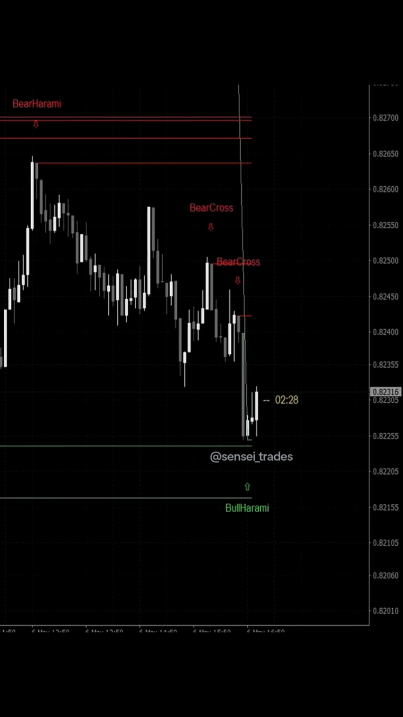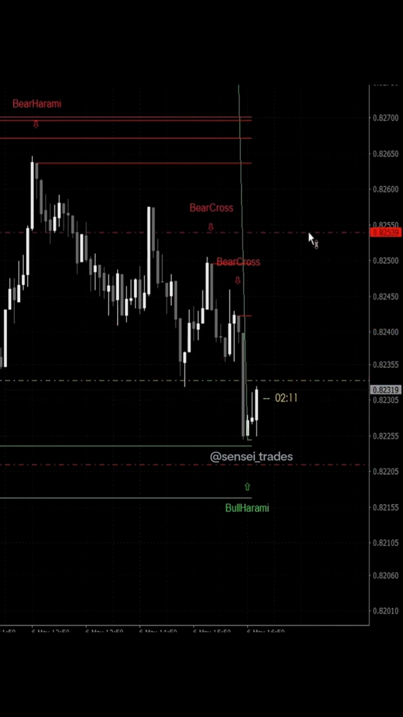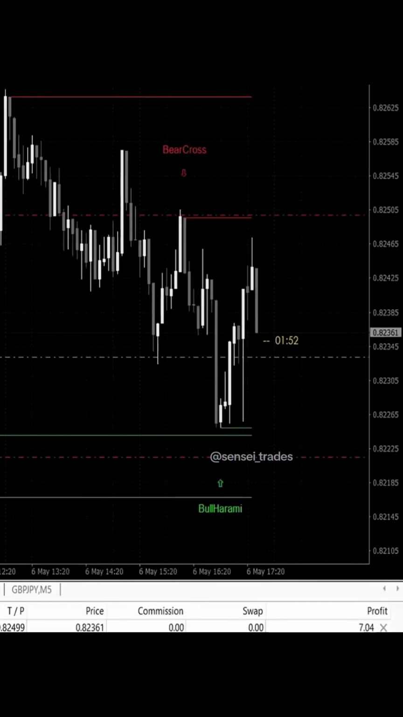Now let's look at one more example, so you can see how we apply the same rules again and again, with consistency and discipline. So now that we've placed the buy trade, all we need to do is sit tight and watch how the price moves. This setup is a great example of how simple and effective price action trading can be. The bull harami pattern shows a shift in momentum from sellers to buyers, and since it formed right at a support level, it becomes a high probability signal.